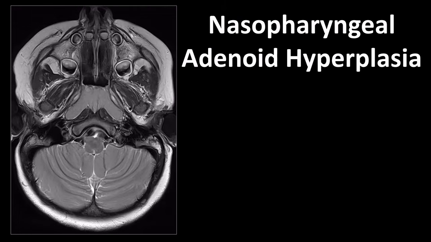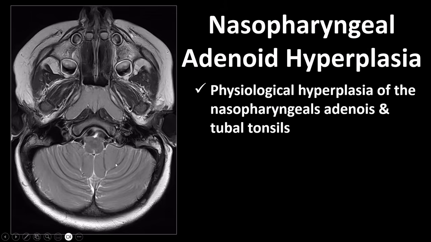It looks very symmetrical. There is no infiltration of the surrounding neck spaces, so this entity is completely confined within the nasopharynx, and we most frequently see it in children. What is it? It's basically hyperplasia of the nasopharyngeal adenoids and the tubal tonsils. We already talked about the lymphoid tissue located in the submucosa of the pharynx in more detail in the previous part on imaging anatomy of the pharynx.